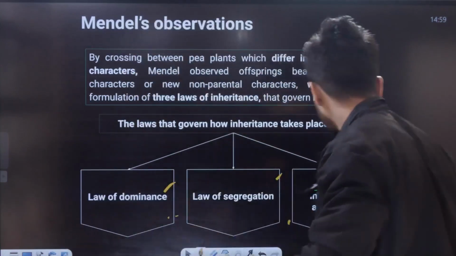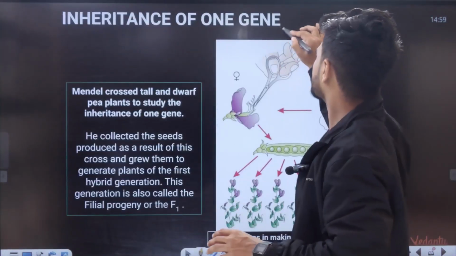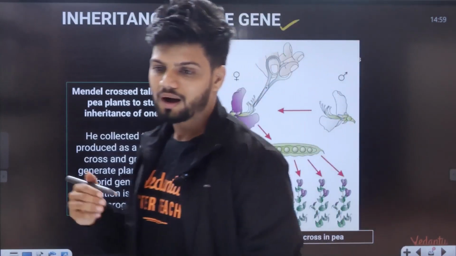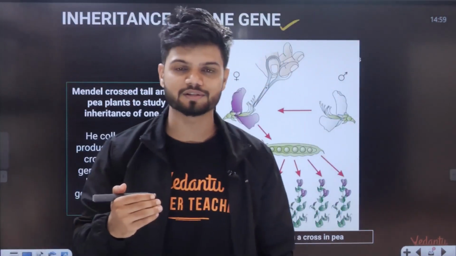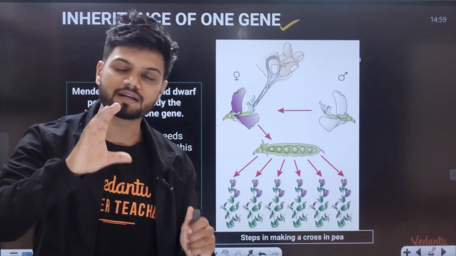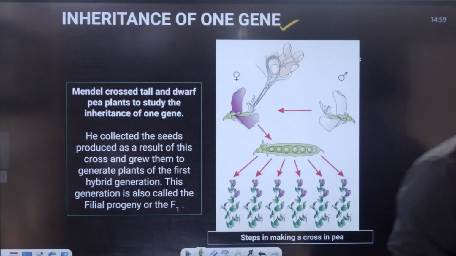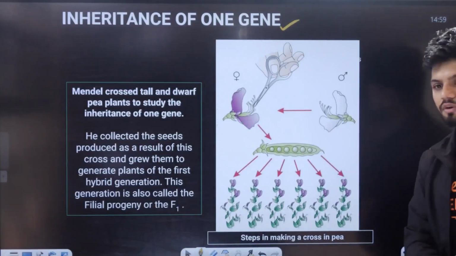Now students, first we will go about inheritance of one gene, that is also called the monohybrid cross. Can we start students? All of you, a small water break. All of you drink some water. I'll give you 20 seconds. Go. 20 seconds. Water break. I want everyone to drink some water.